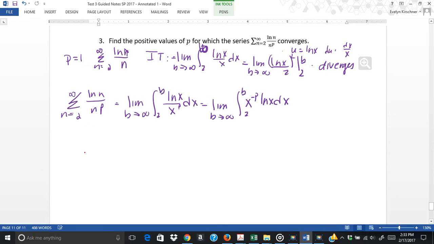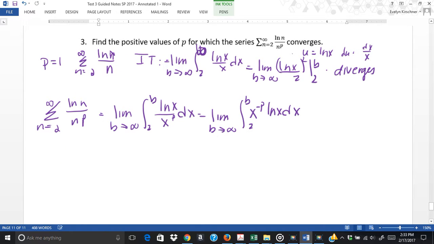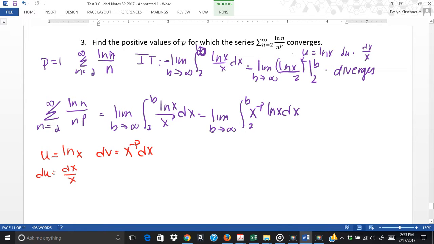So I am going to set u to be the natural log of x. So du is dx over x, and dv is going to be x to the negative p dx. So v is going to be x to the negative p plus 1 over negative p plus 1. I'm going to rewrite this as x to the 1 minus p over 1 minus p. I'm just changing the order there.